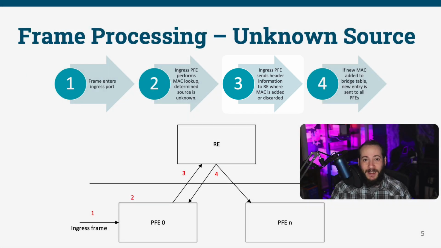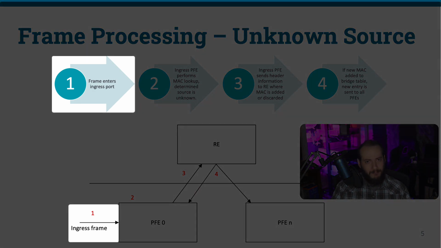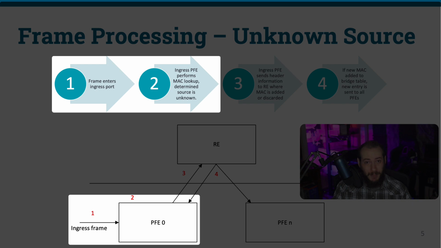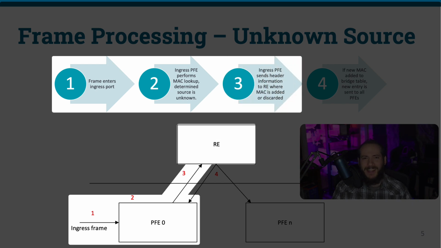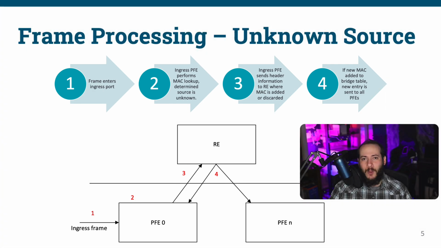If the RE is able to add the entry to the bridging table, the update is then programmed onto the other PFEs on the device. As we see in the flow diagram, the frame comes in, source is looked up by the ingress PFE 0, header is transmitted to the RE, and the new bridging table entry is then communicated to all PFEs in the chassis. Now, let's take a look at what happens when the source and destination are known.